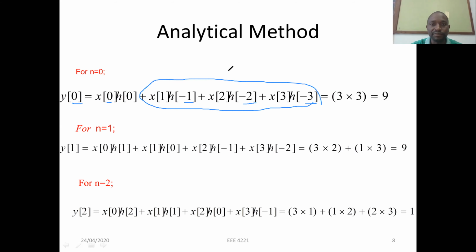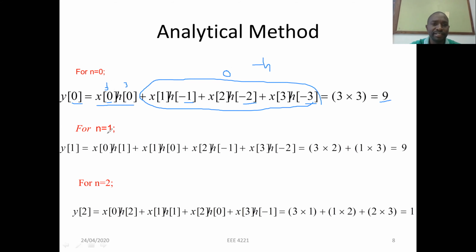So these will give zeros because you have negative h values, which are not in the original h of n equation. So that means that the only possible combination there is x of 0, h of 0. And we know that x of 0 is 3 here, h of 0 is 3. So when we multiply these, we get the first product, 9.